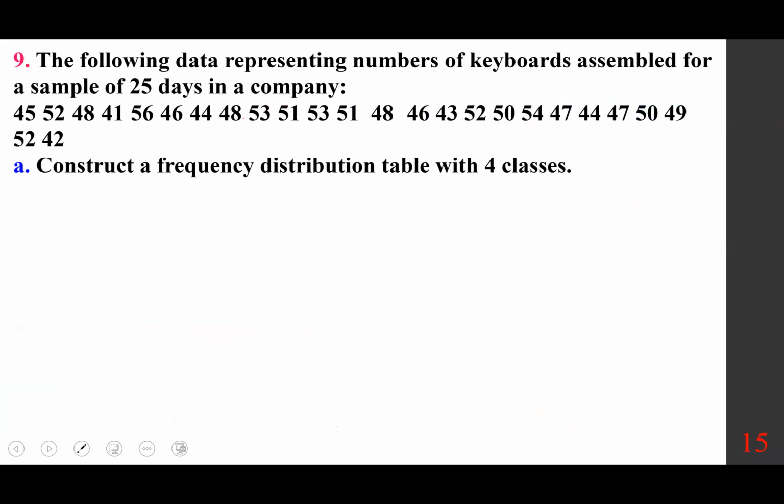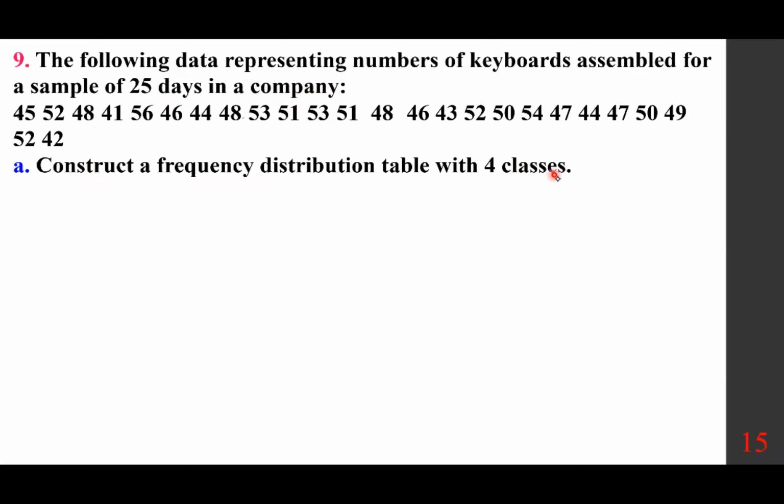Could somebody read this last question? You don't need to read the numbers. Go ahead. The following data representing numbers of keyboards assembled for a sample of 25 days in a company. Construct a frequency distribution table with 4 classes.